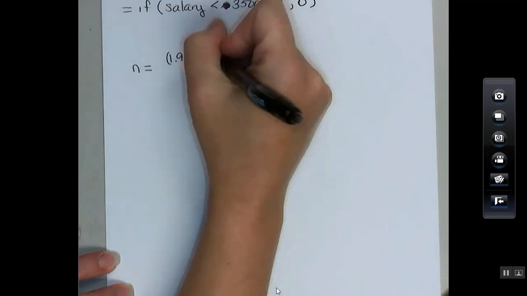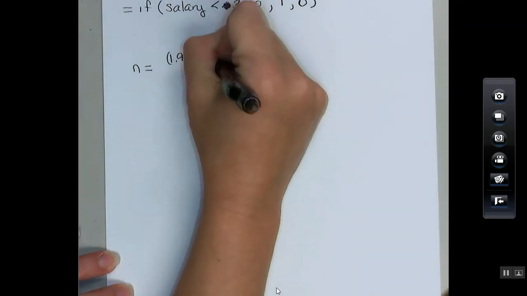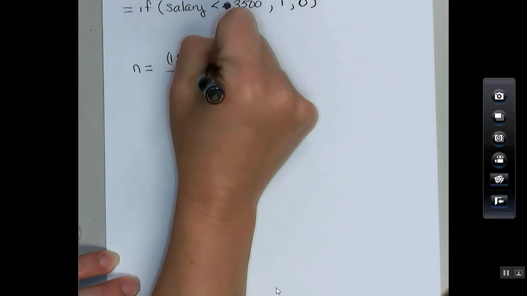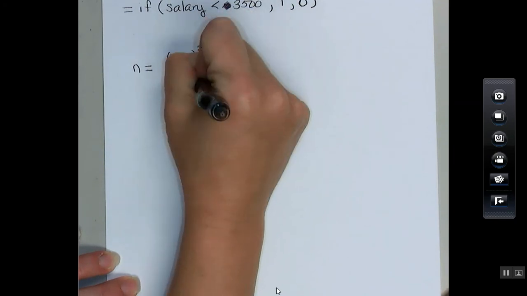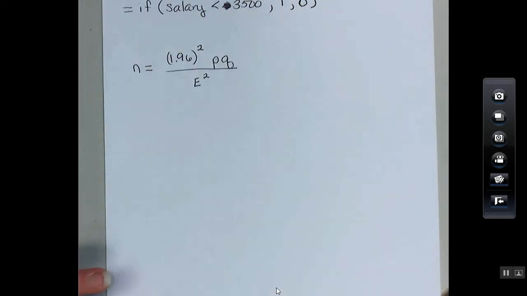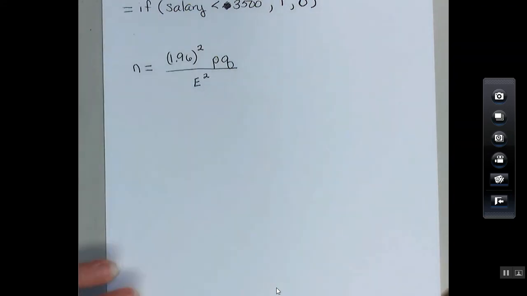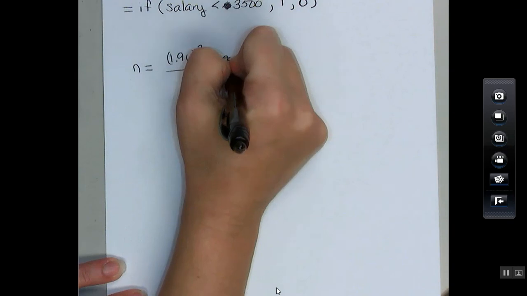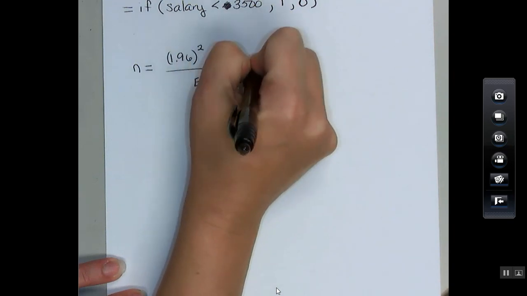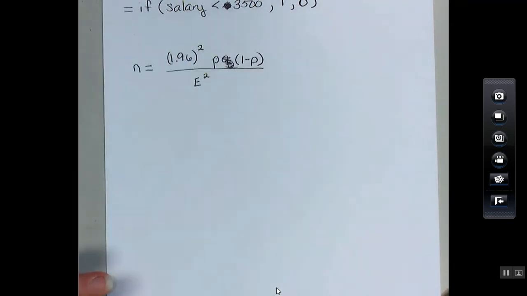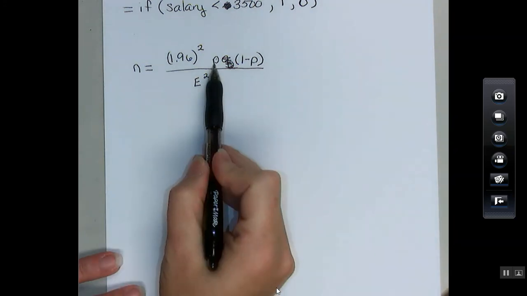And one of our formulas said we would take P times Q over E squared, where E was our margin of error. It told us how close we wanted to be to the true proportion. And I wrote Q here, but I believe we called this just 1 minus P. P times 1 minus P. Now P is the probability or the proportion we're trying to estimate.